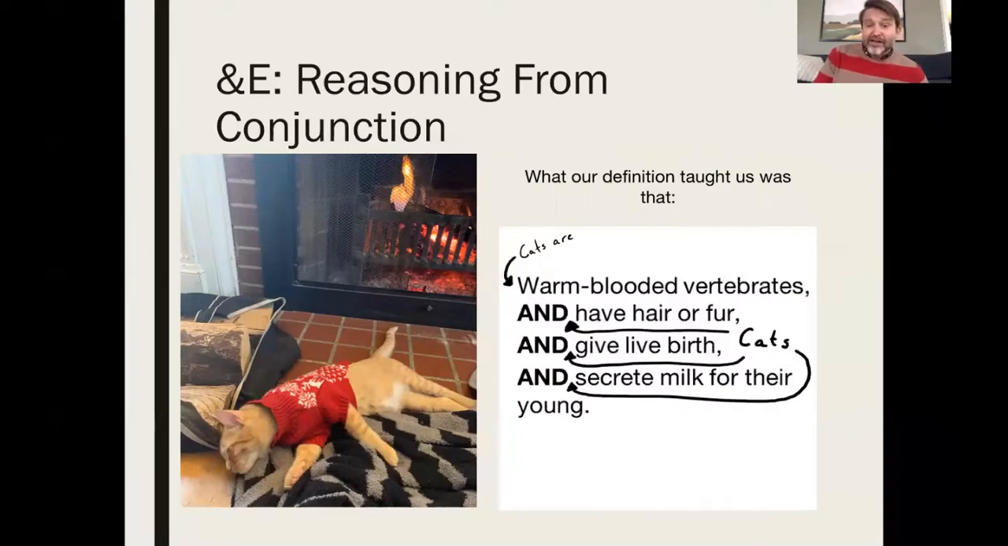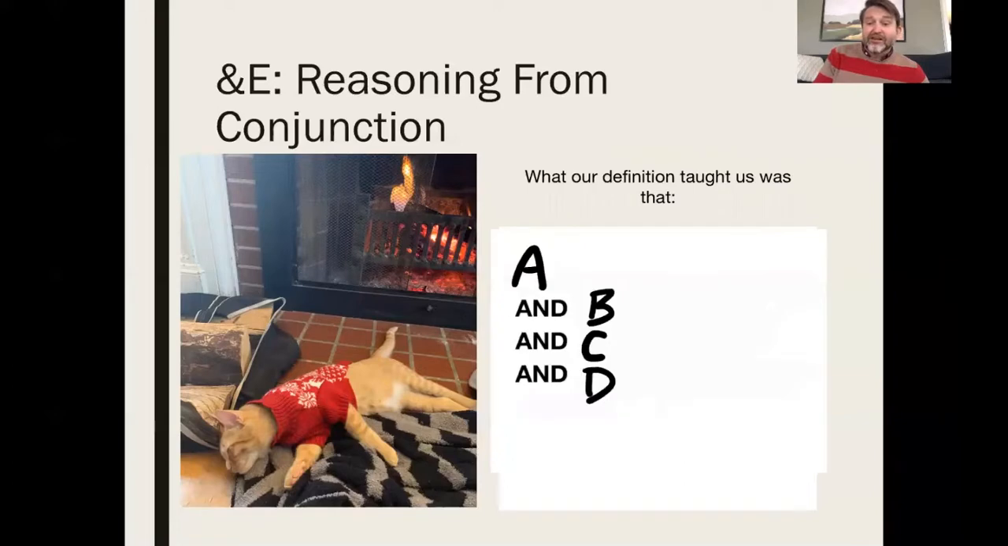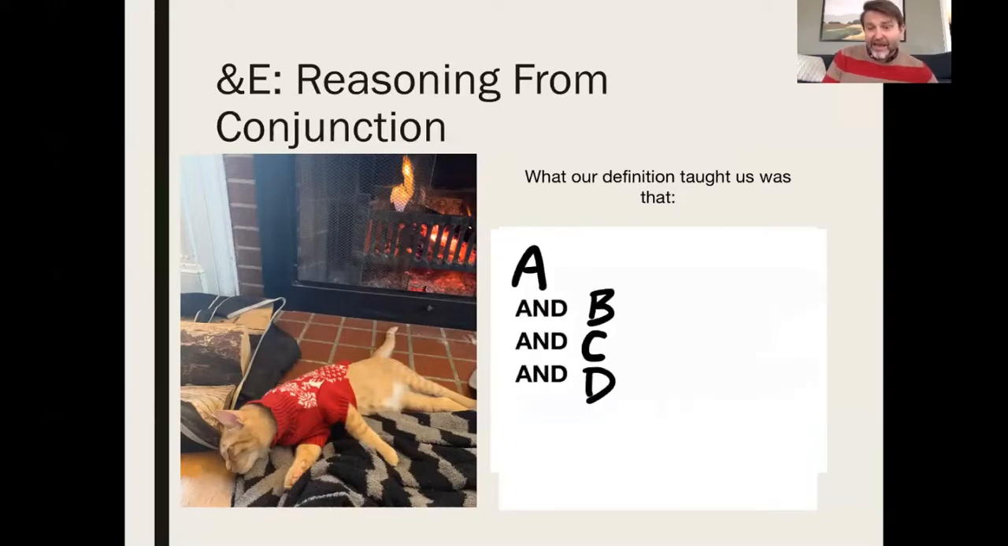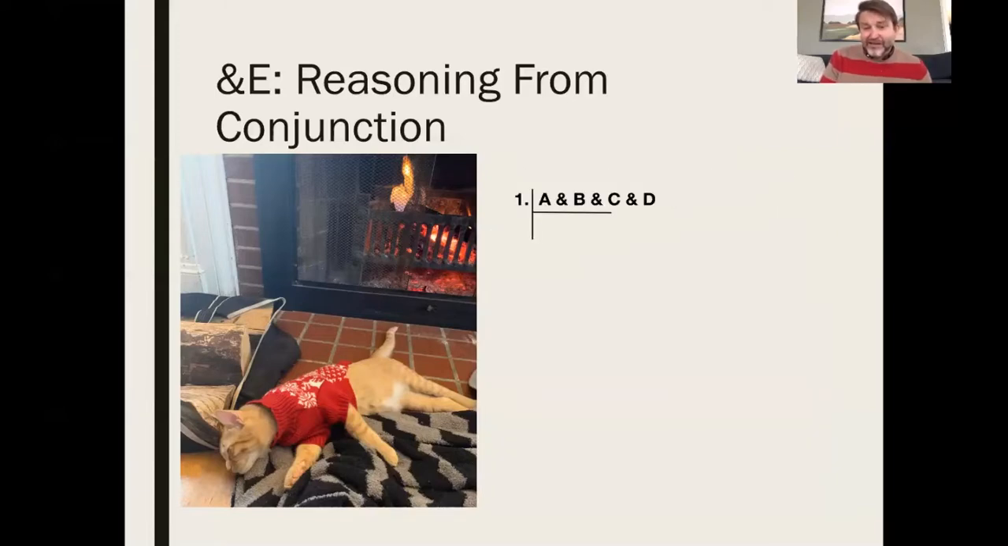Right? We could replace this by saying that our statement, what we learned from this definition, is this: if A stands for cats are warm-blooded vertebrates, B stands for cats have hair or fur, C stands for cats give live birth, and D is cats secrete milk for their young, we could give a formal statement of this definition, replacing these atomic sentences with sentence letters, and get this statement: A and B and C and D.